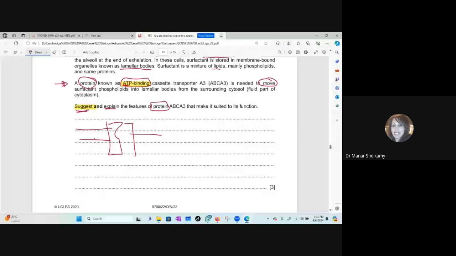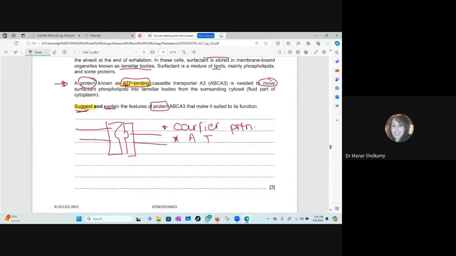Now discuss all the features of this carrier protein. We took it in detail in the cell membrane. What is the function of the carrier protein? What does it do? It helps in transport. Transport of what? And from what concentration to what concentration? What's the name of the process? Active transport. Yes, active transport.